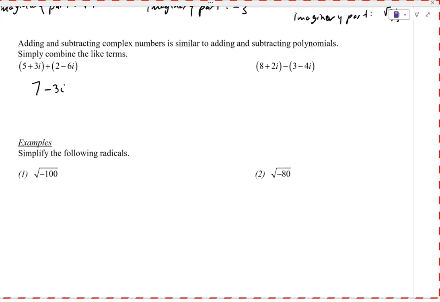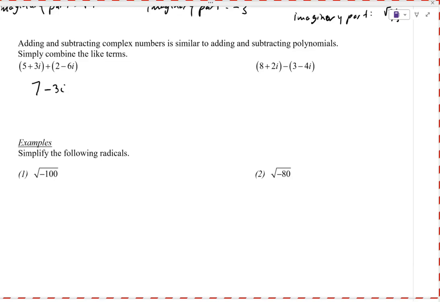Because your 5 plus your 2 will give you your 7. Your 3i minus 6i gives you your negative 3i. You handle it just like you do with polynomials. Nothing different. Literally exactly the same thing. I guess the only thing that's a little bit different is typically with polynomials, you write your x term first and then the constant. Complex numbers, the imaginary part always goes second.